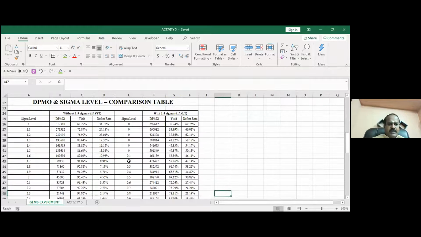So do you see a table here? DPMO and sigma level comparison table. Is it visible? Yes. And now left side is short term. You can see here, left side is short term and right side is long term. Generally, we have to check the long term. So our DPMO is 95,000. Come down.